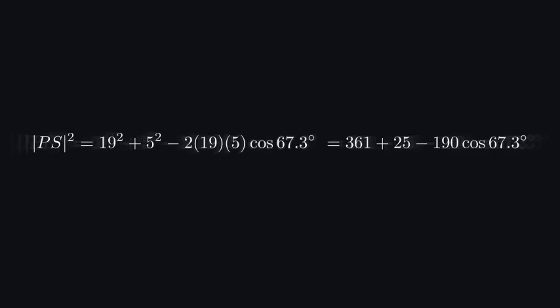Length of PS squared equals 19 squared plus 5 squared minus 2, 19, 5, cos of 67.3 degrees, equals 361 plus 25 minus 190 cos of 67.3 degrees. Cos of 67.3 degrees is 0.3846.